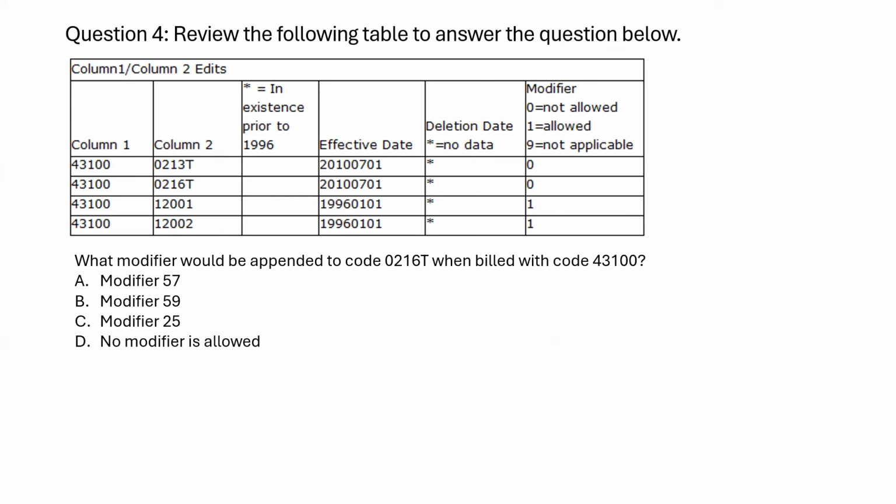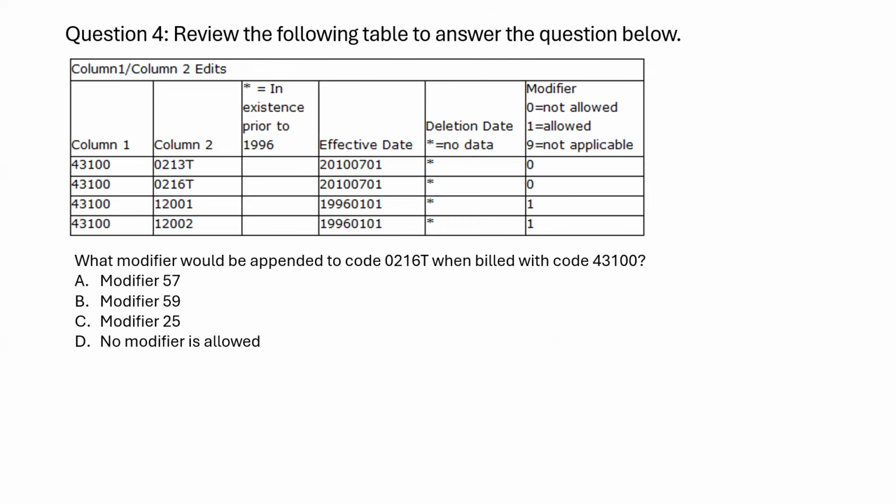The last column is indicating if a modifier is allowed to override the bundling edit. We can see that 2 have a 0, which means there are no modifiers that will override the edit. The final 2 have an indicator of 1, which means a modifier could be used to override the edit. Examples of modifiers that can be used to override edits are 57, 59, and 25, all of which are answers to our questions. Let's review that now.